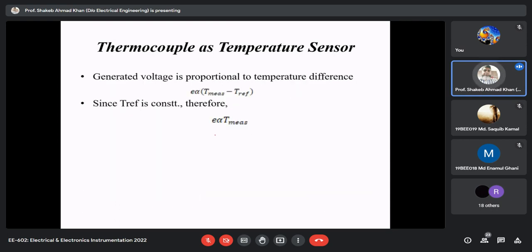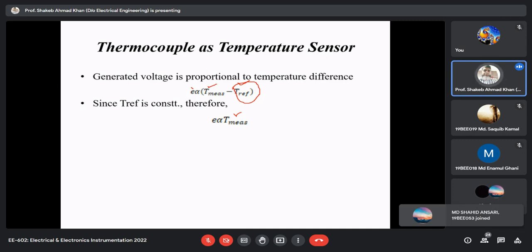Now, the generated voltage is obviously proportional to the temperature difference. So this is your measurement temperature and this is your reference temperature, and obviously your reference temperature is constant. So your voltage is, and the measurement junction may be constant, it may be variable. So the voltage will always be proportional to T measurement. So it has a linear kind of relation, you can say. So this is how a thermocouple is used as a temperature sensor.